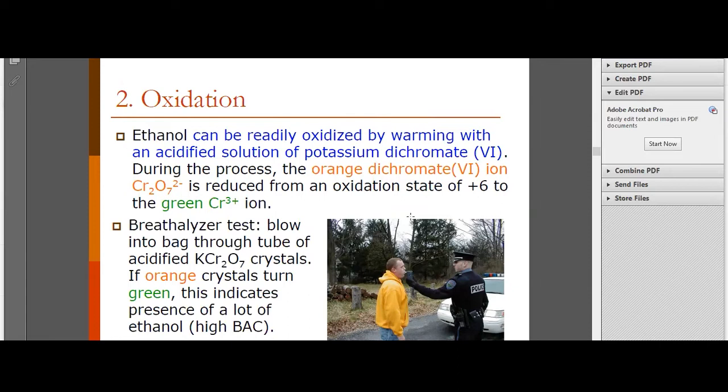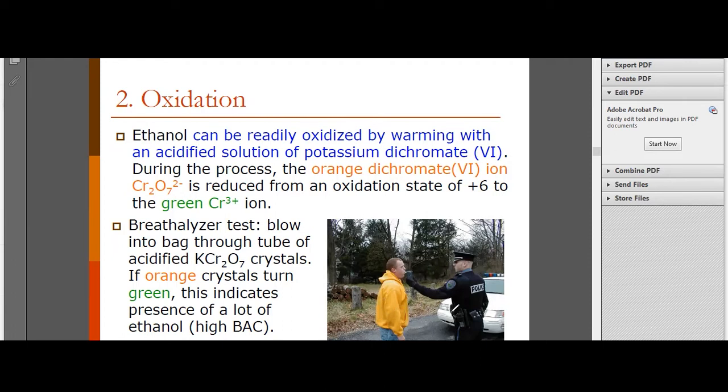Okay, this is a breathalyzer test. A bag containing potassium dichromate crystals is used to detect whether someone is not in the best condition to drive a car, because sometimes they just drank and after that they drive the car.